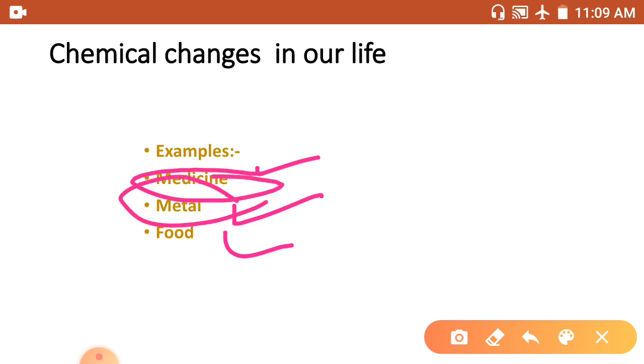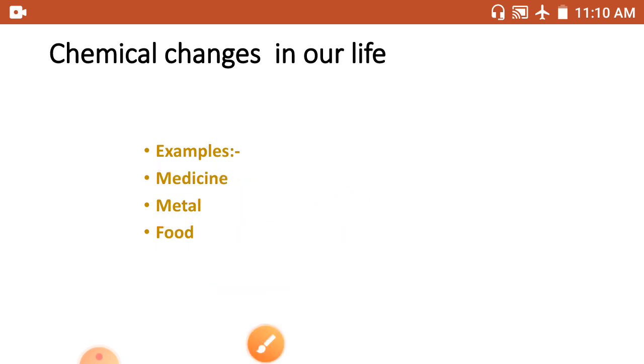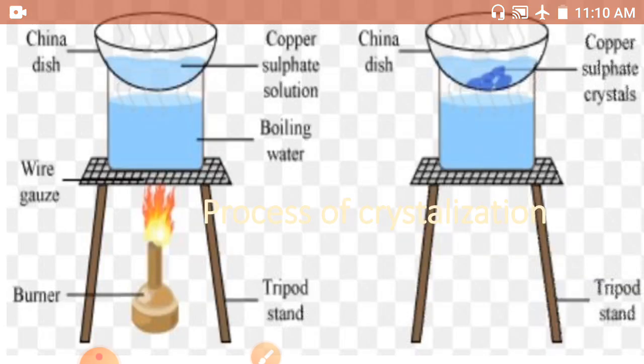Metal is extracted from an ore. When it is extracted, many chemical reactions happen. Food: when we cook food, when it is raw its properties are different. After cooking, its properties are different. So it is also a chemical change. There are lots of chemical changes that help in our life.